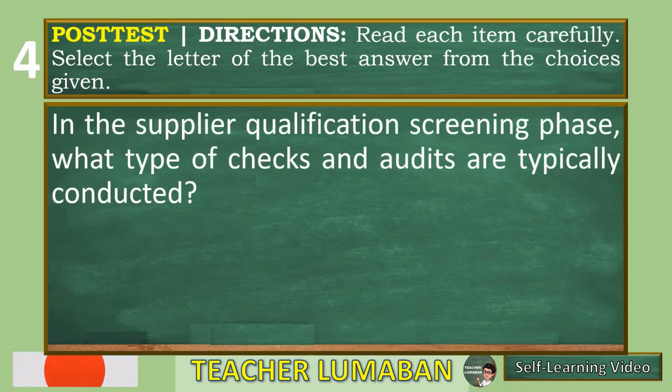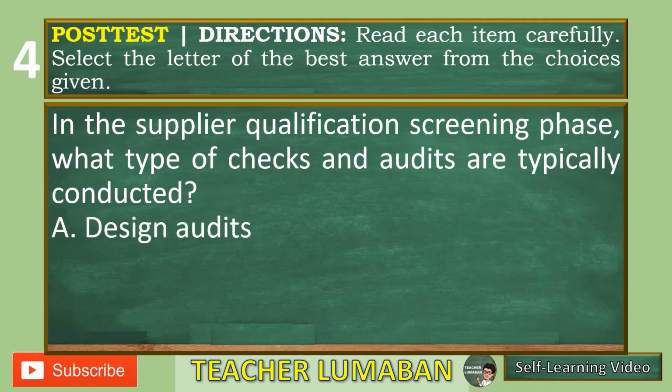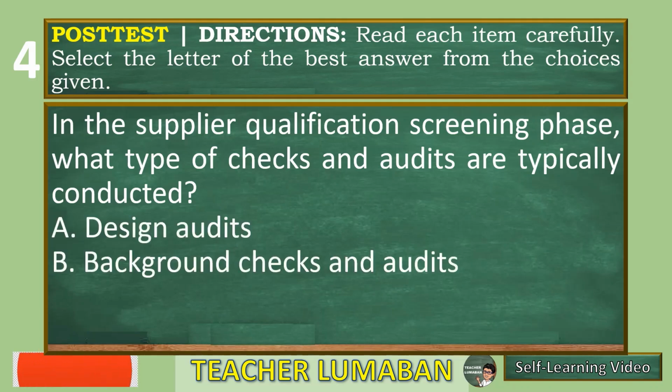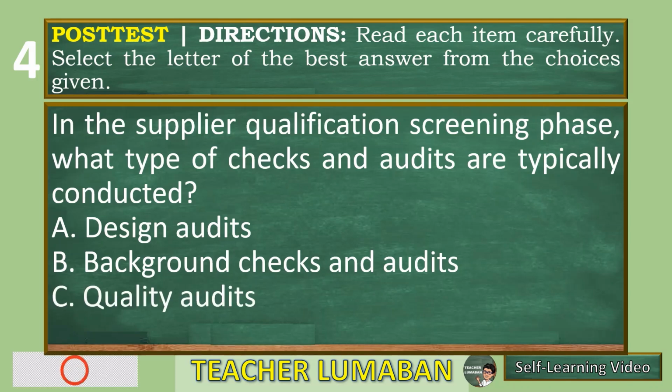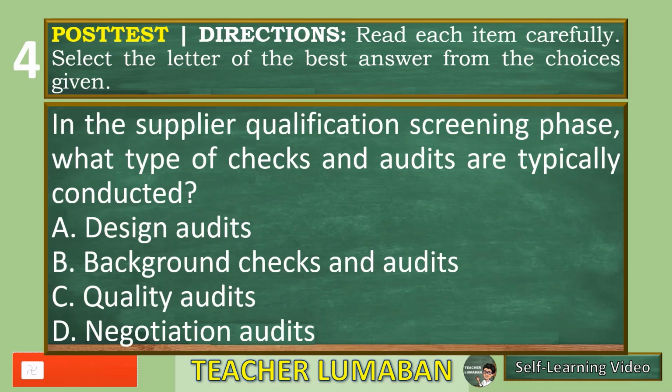In the supplier qualification screening phase, what type of checks and audits are typically conducted? A. Design audits. B. Background checks and audits. C. Quality audits. D. Negotiation audits.